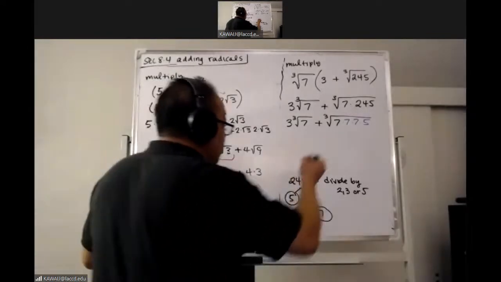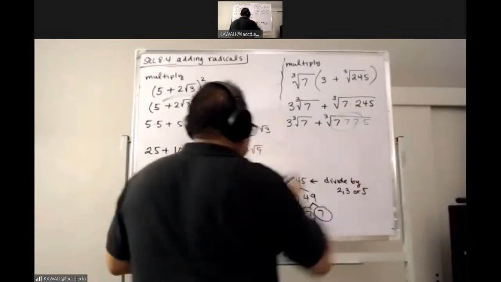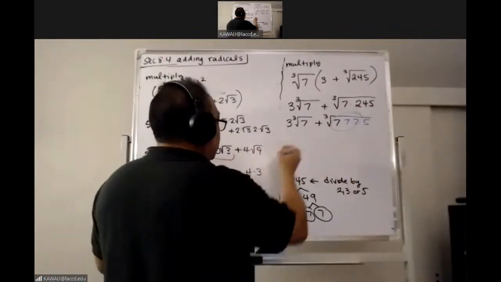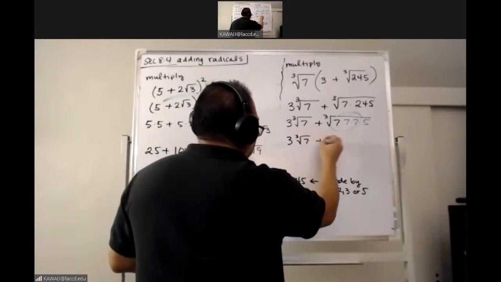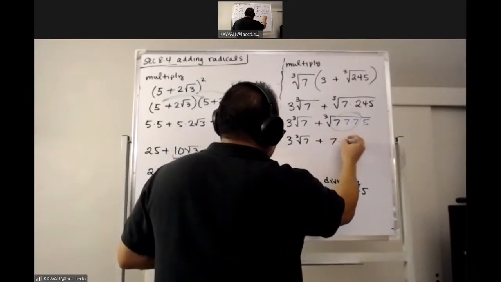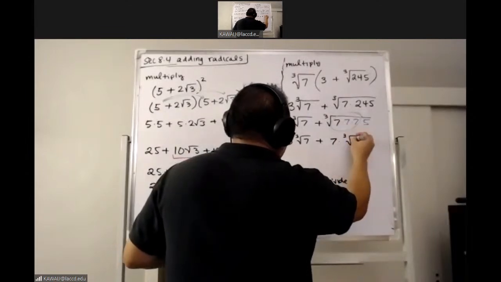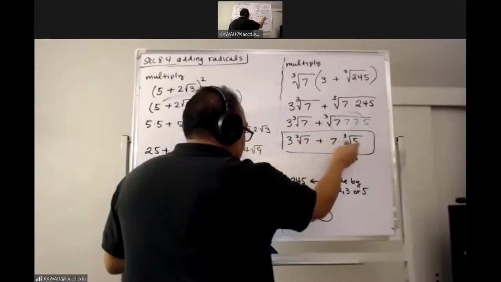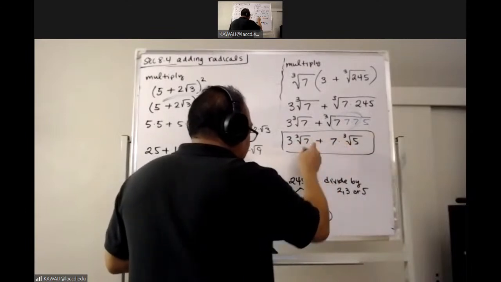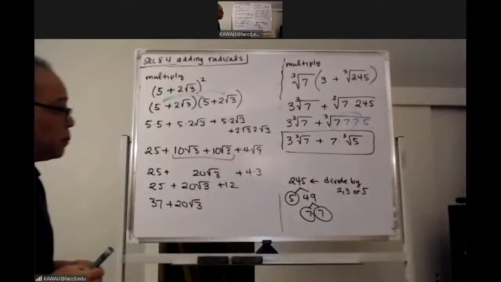Okay, so we can pull this out. So then this turns into 3 cube root of 7 plus 7 times cube root of 5, and then we're done. These two things are not the same thing, so we can't combine them, and we're done.